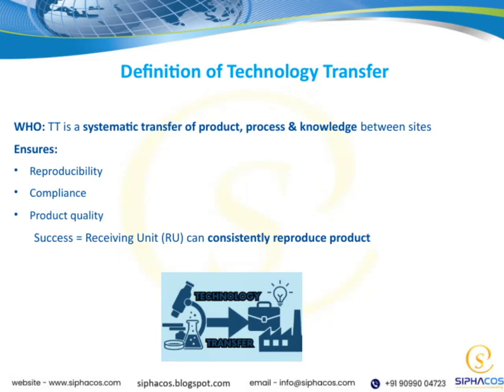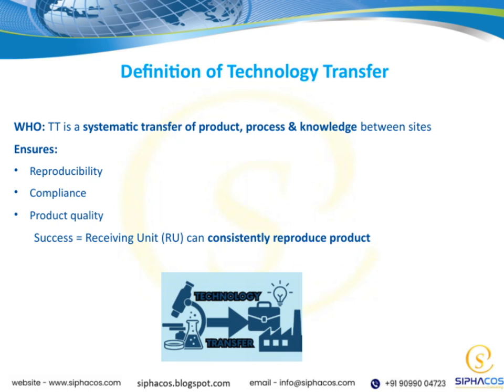Let's take a closer look at the definition of technology transfer. Essentially, it is a systematic process where we transfer product, process, and knowledge from one site to another. This isn't just about moving things around. It's about ensuring that the receiving site can accurately reproduce the product, follow the process correctly, and understand the knowledge involved. The key goals here are reproducibility, compliance, and maintaining product quality.